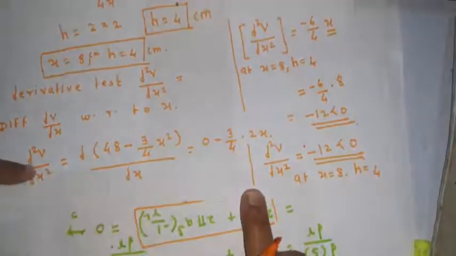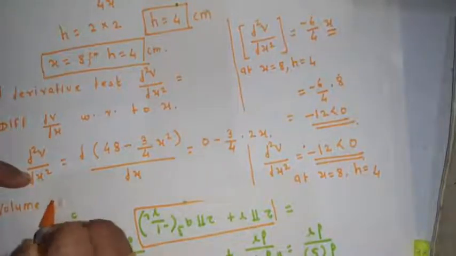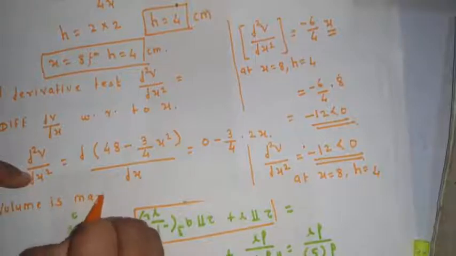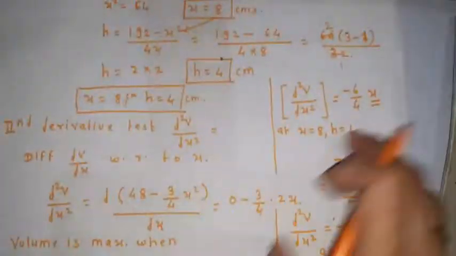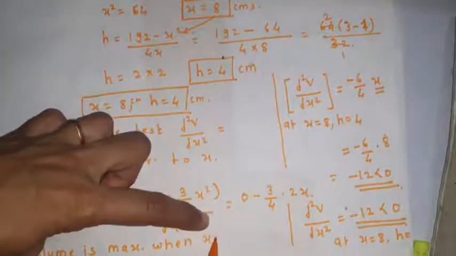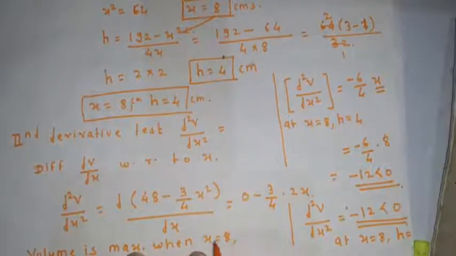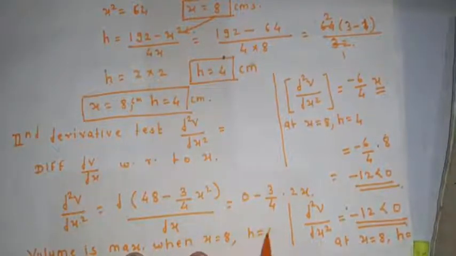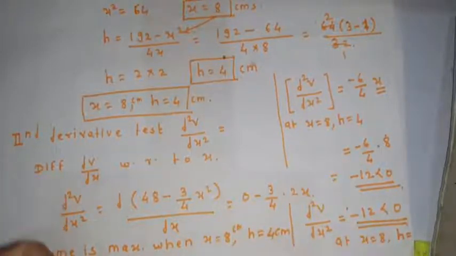Okay, hence the volume is maximum. Volume is maximum when the side of base is 8 and height is 4, that is in centimeters. Okay, in this way we have solved the problem.